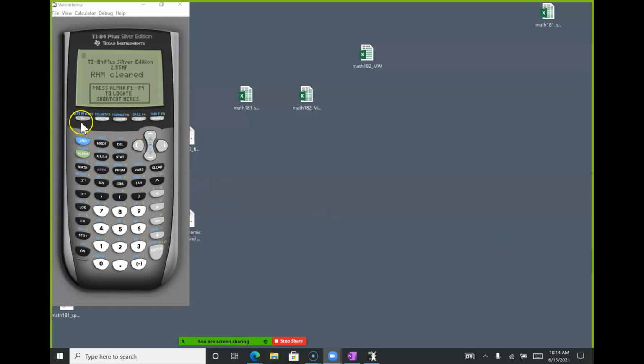I go into mode, the mode button right here, and I see the types of functions I have. I have function, I have parametric, I have polar, and I have sequences. So we're going to change to parametric. So we go down to parametric over to the right and hit enter. So now I'm on the parametric setup.